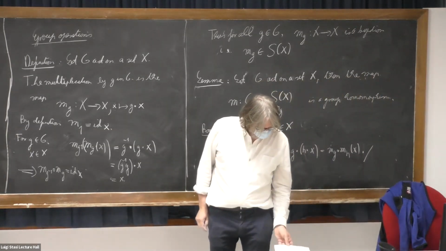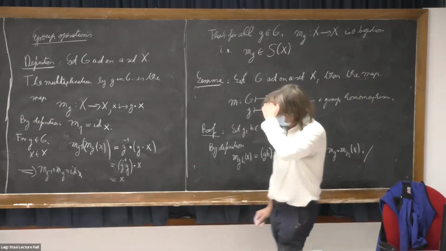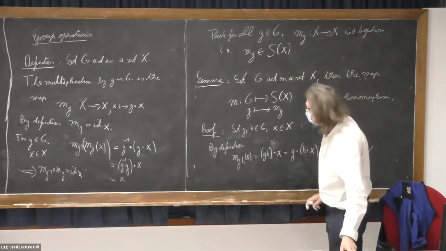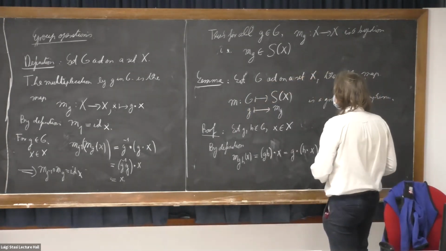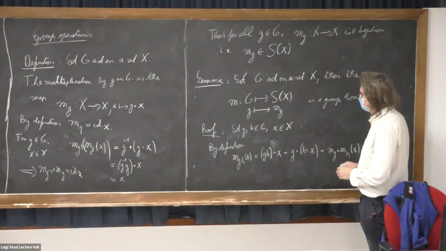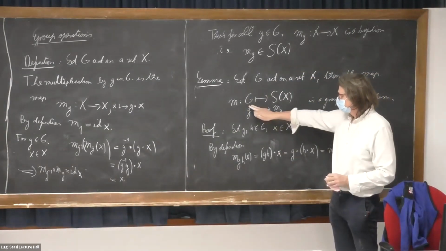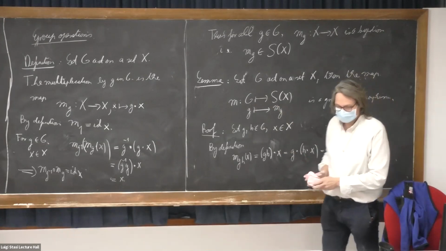And now we want to use this to prove Cayley's theorem. We want to use such a map to embed G into some symmetric group.